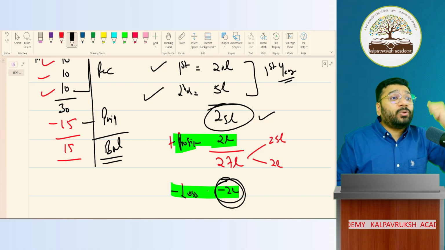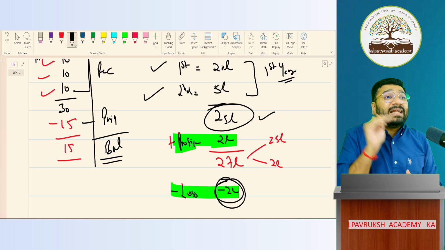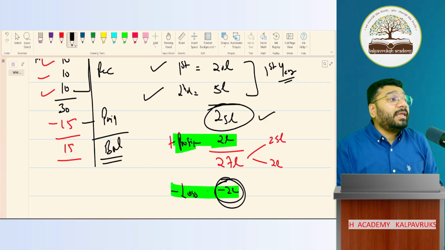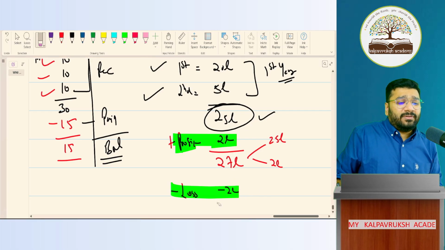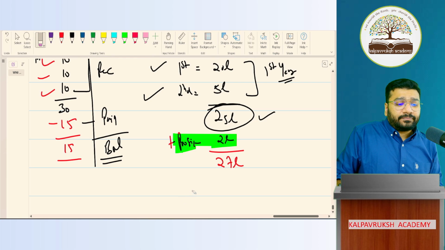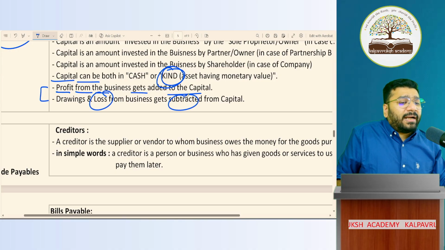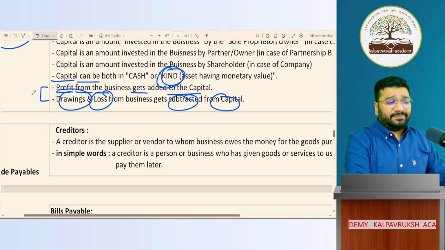So profits are added to capital. It's a reward that we give to the owner for his hard work, whereas loss is deducted from capital as a punishment for his not working hard. Got it? Not got it? Losses are subtracted from capital. This is clear? Now, what is the meaning of drawings?